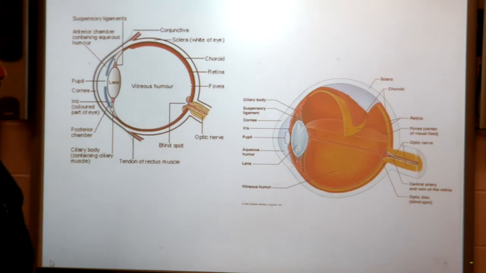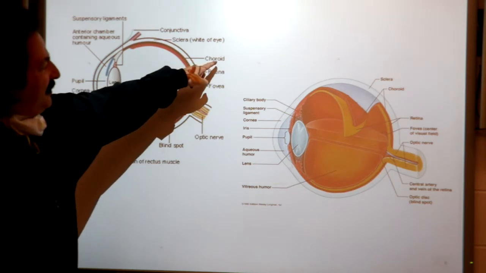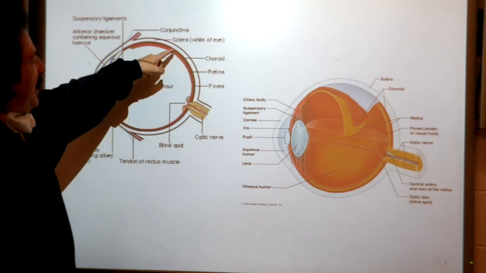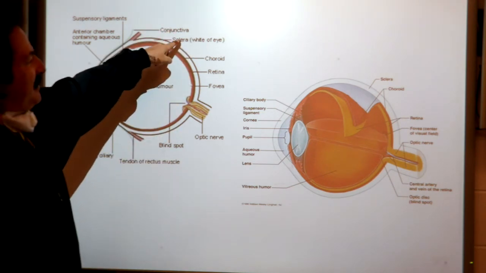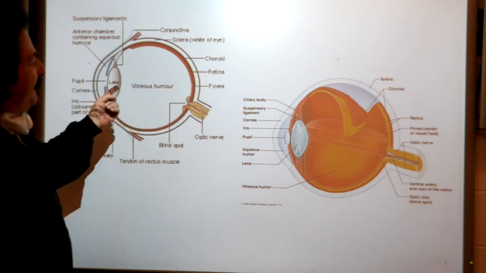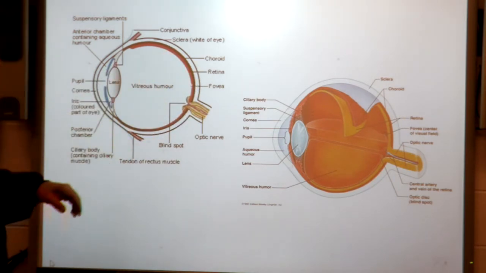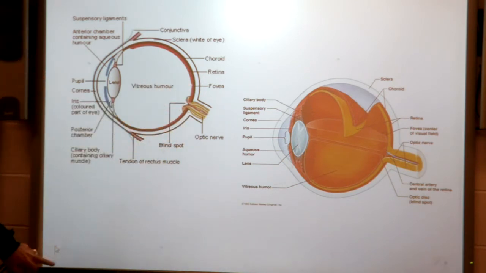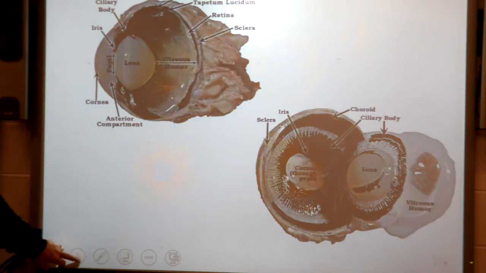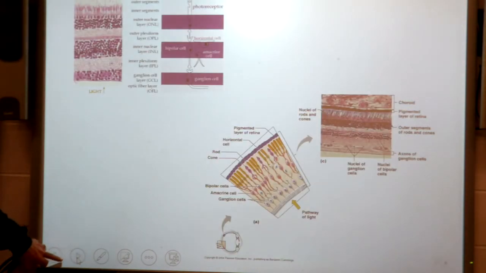But just for good orientation, not bad to know that you have retina, then choroid, which is in black, then white is the sclera. So from outside, sclera, choroid, retina. From inside, retina, choroid, sclera. All right? But our focus is going to be right here on the retina. The bovine eye, which is pretty much self-explanatory.